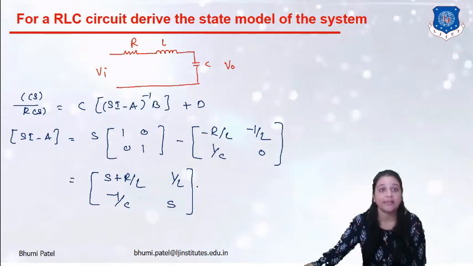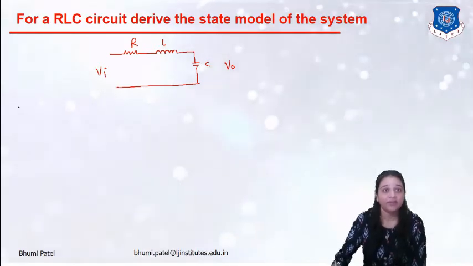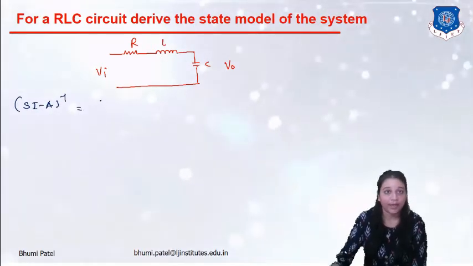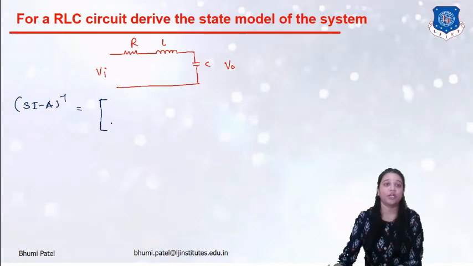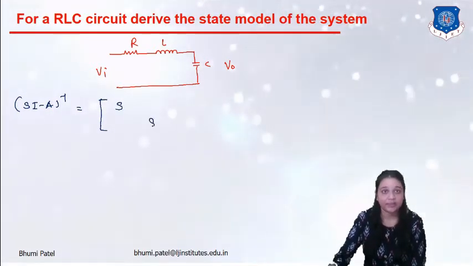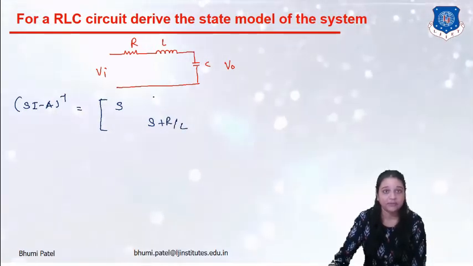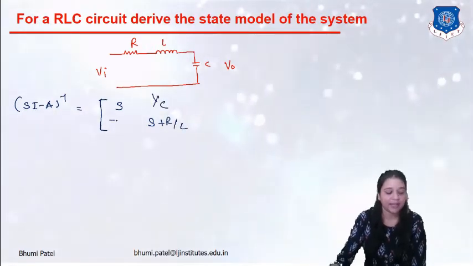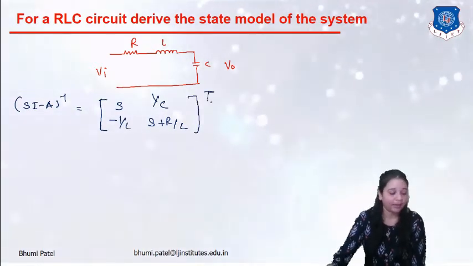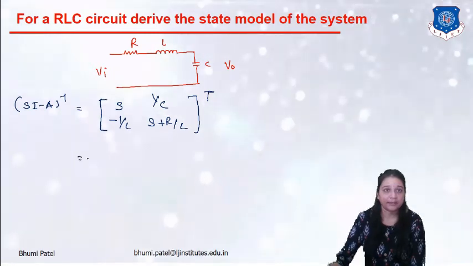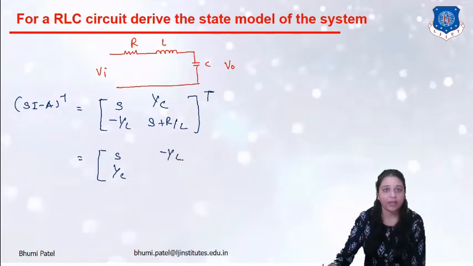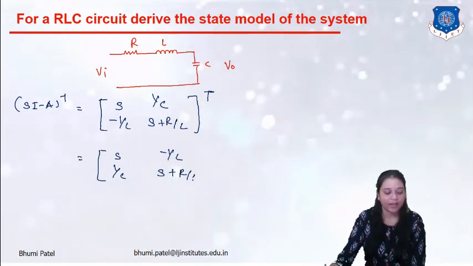So this is my SI minus A. Now next we have to find the SI minus A inverse. So for that we have to write down the coefficients of SI minus A. So this is S plus R by L, this is 1 by C. We have replaced the signs, 1 by C and minus 1 by L, and we can get the transpose. So we can get S, 1 by C, minus 1 by L and S plus R by L.